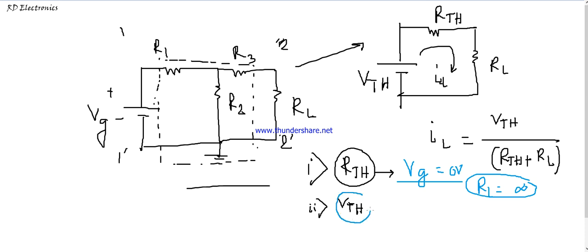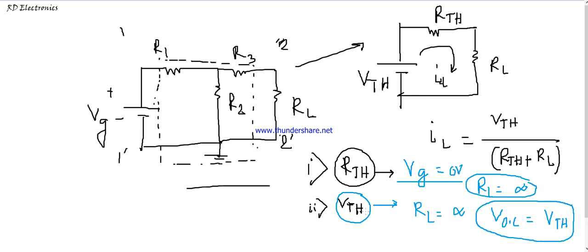In the second step, we measure the VTH. What is the process to measure the VTH? To measure the VTH voltage or Thevenin equivalent voltage, at first open circuit the load terminal, and then measure the open circuit voltage across the load terminal. This open circuit voltage is also known as Thevenin equivalent voltage of this circuit. Okay, so these two steps are required.